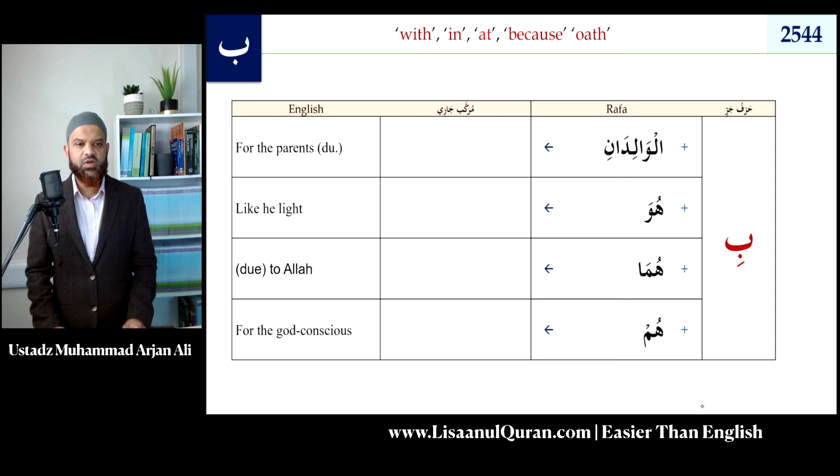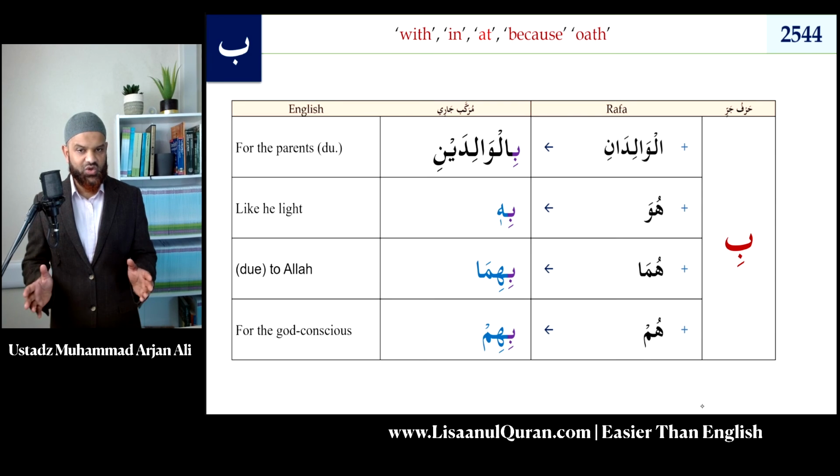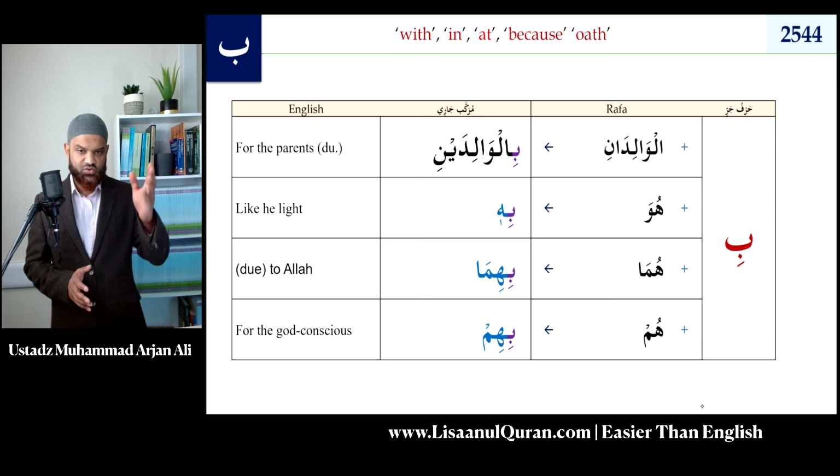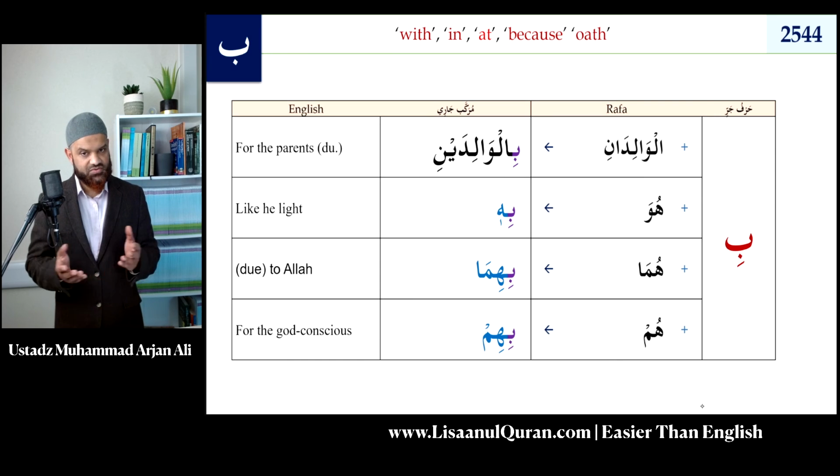So the first one will be bil walidaini. Remember the dual, how they change? Okay. Bi huwa will become bihi. Bihuma will become bihima. And bihum will become bihim. That's all there is. We could practice all day. There are 2,544 examples. We can't do that.